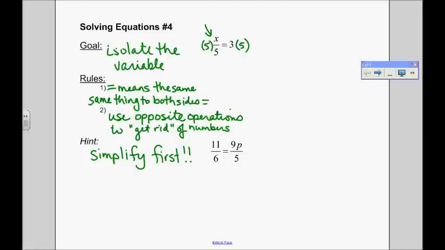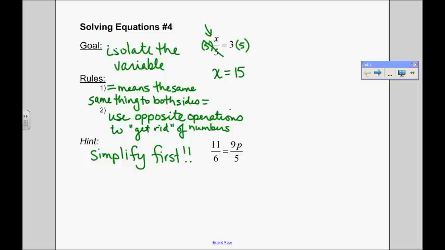After I multiply by 5, what am I left over with? Well, this 5 and this 5 cancel out. They reduce because it's 5 over 5, which gives me 1. Leaves me with 1x. On the right-hand side, I have 3 times 5. That's 15. Holy moly, I'm done already. Maybe fractions aren't so bad after all.